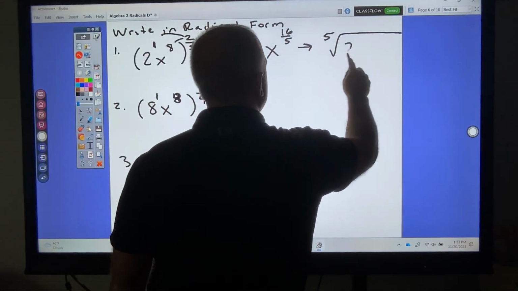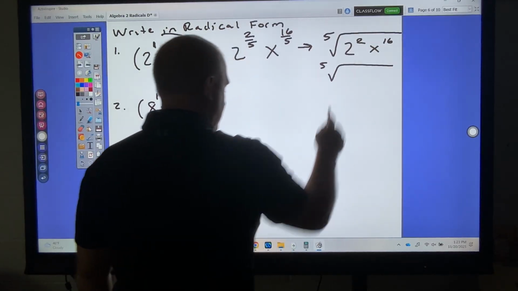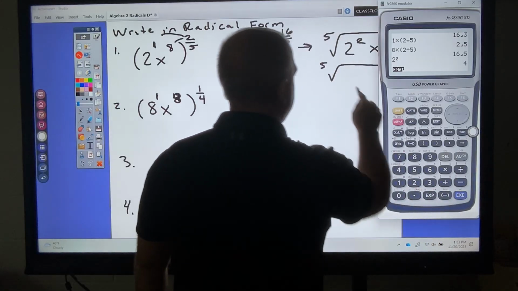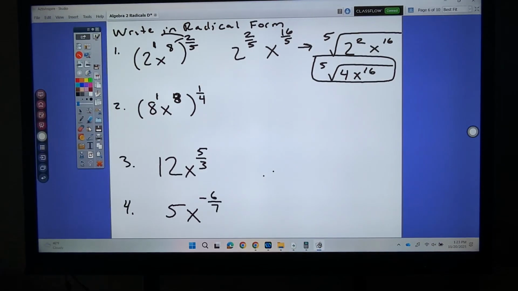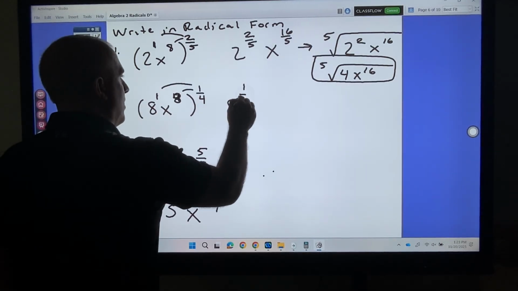This would be 2 squared and x to the 16. Well, I know what 2 squared is. 2 squared would be 4, so 4x to the 16th. So this is what that would look like in radical form, okay? All right, so this one would be 8 to the 1/4.